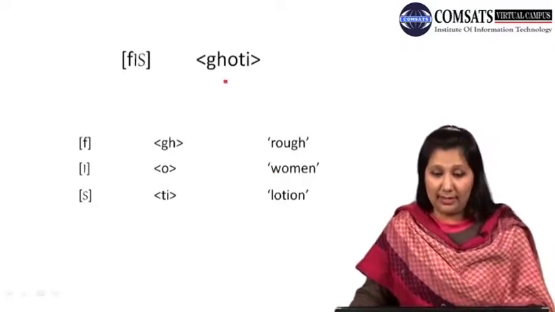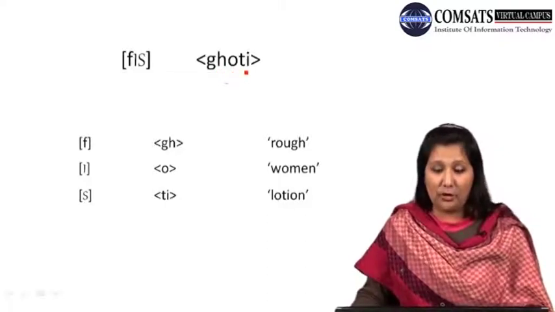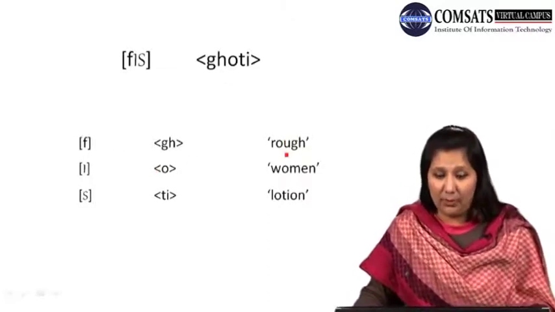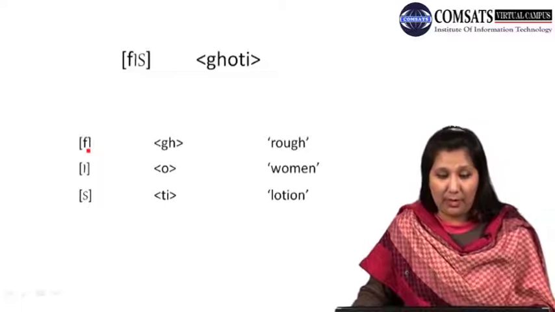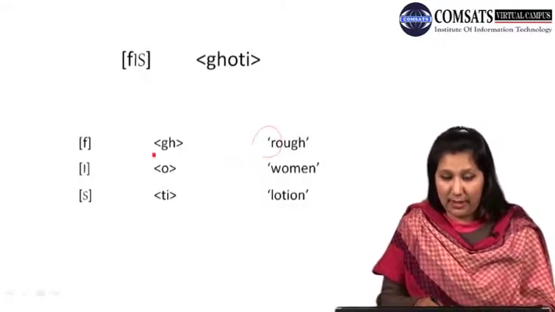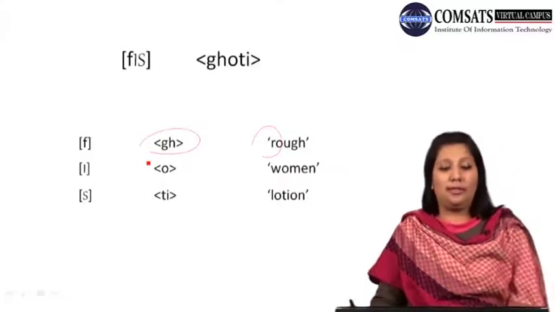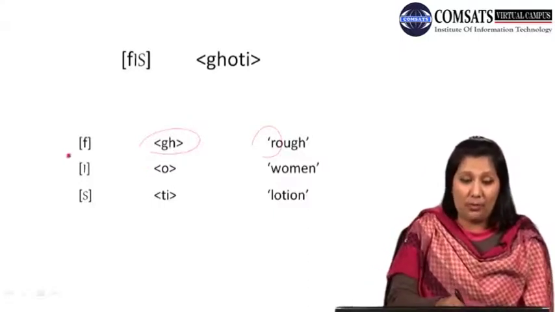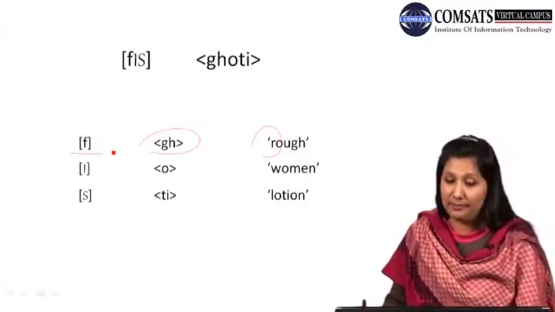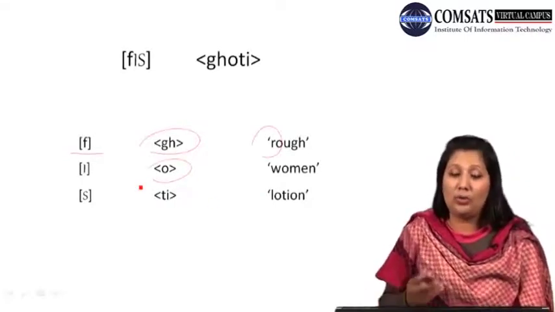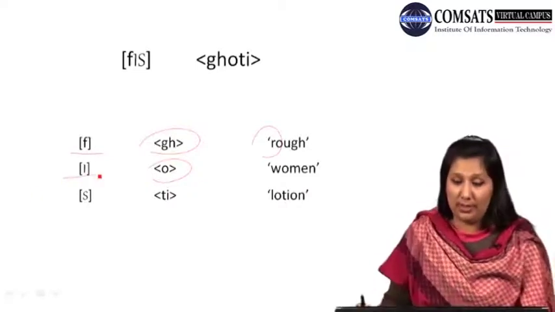Look at the word like this, it is actually ghoti, the word that is written. Different words were changed. For example, in the word rough, there was this g. Nowadays it has become rough, whereas before this one sound was used, that was f. In woman, this o sound was there, and before this an l sound was there.